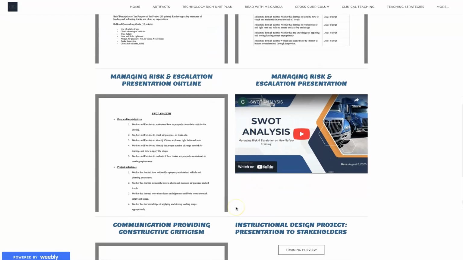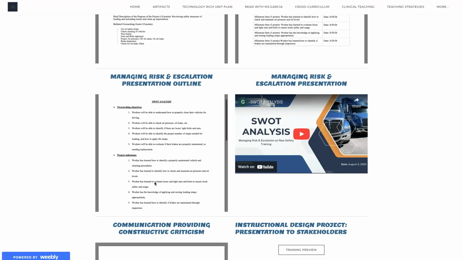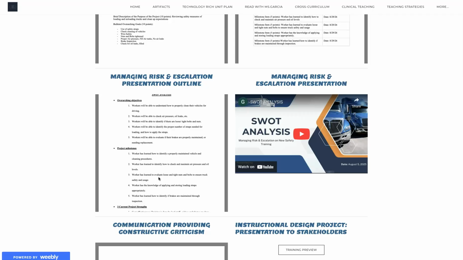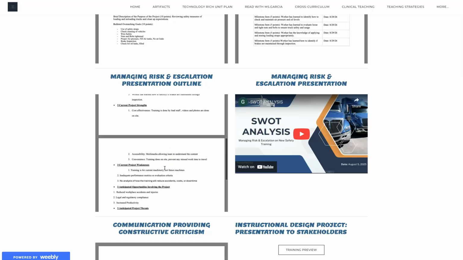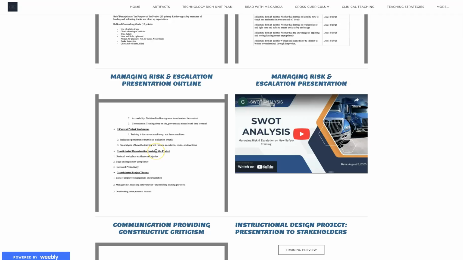So, leaning into how I presented the risk and escalation to the company, I have the objectives and milestones I listed above, and then the strengths that the training would have for the company, like cost effectiveness, accessibility, and the convenience that it's in-house, where their own staff is training the actual truck drivers, and then the weaknesses, which is like it's not for any future truck purchases, or that there's not a set analysis yet, but that would be after it would be started.